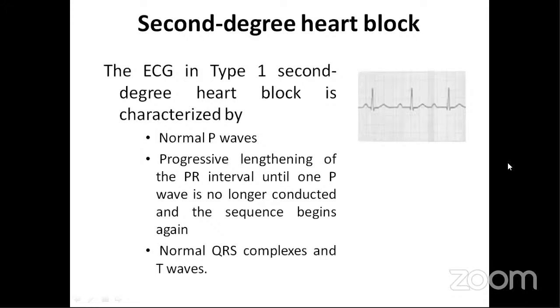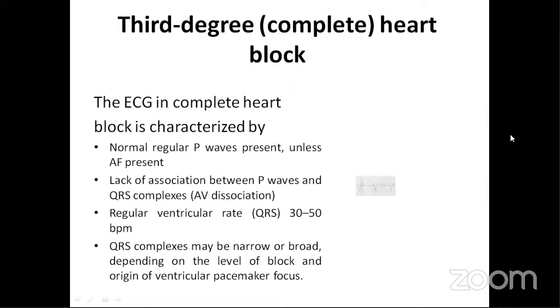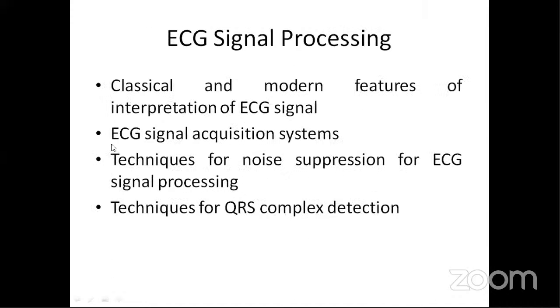And coming to the second degree heart block. See, normal P wave, and again lengthening of PR interval, and normal QRS. Again, the interval is higher than that of first degree heart block. There is a difference.